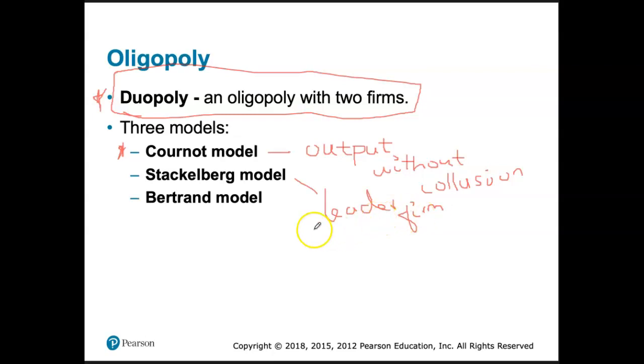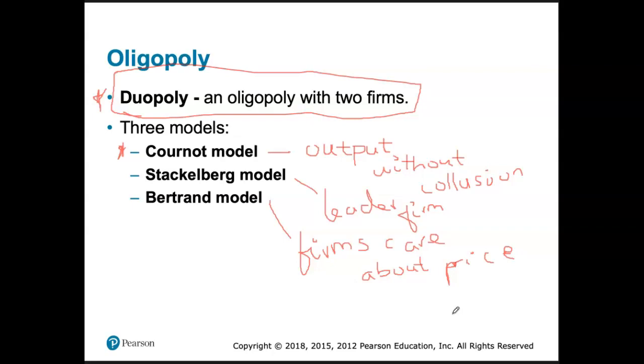And the third model we'll look at is the Bertrand model, where firms do not really care about output, but care about how to set price. So these are the three models we examine, and in this video we're going to look at the Cournot model, and we'll leave the Stackelberg model and Bertrand model for another video.